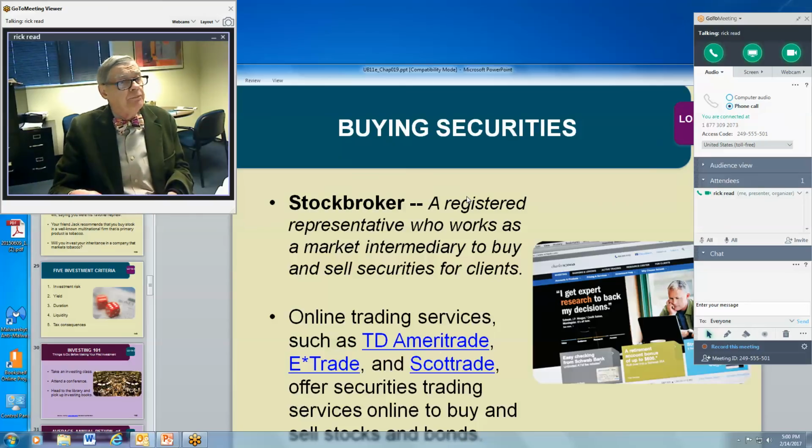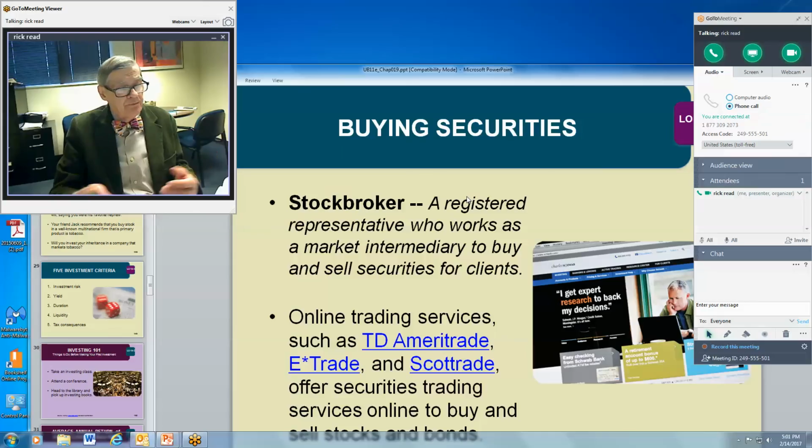And he or she is normally referred to as a stockbroker. The stockbroker is an individual who works for a company, and it is usually the company that has a seat on the exchange. Sometimes it's an individual, but normally it's the company. And this person, the stockbroker, is an authorized agent or representative, if you prefer, of that particular company.